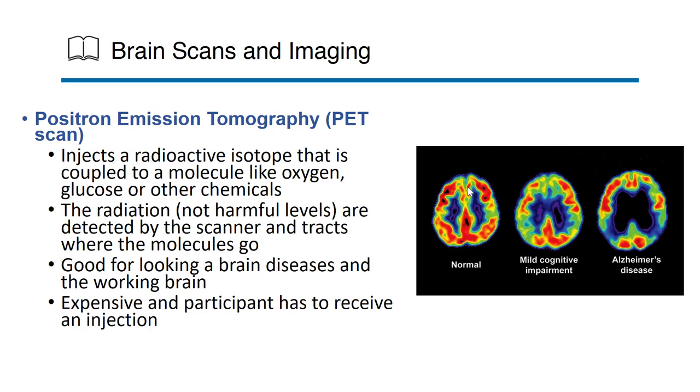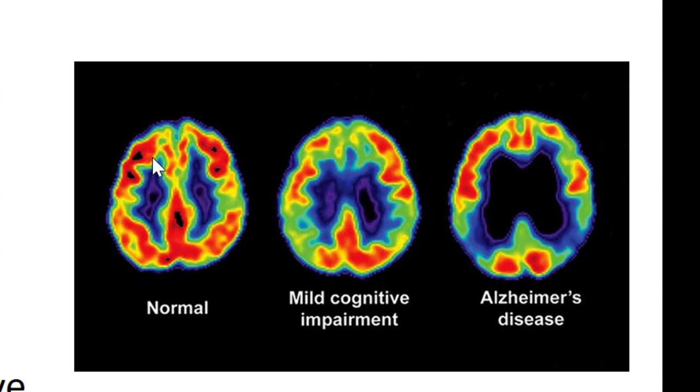And so you can look to where this isotope goes, and you can couple it. You can attach it to an oxygen molecule. You can attach it to a glucose molecule. You can attach it to a neurotransmitter and follow where it is being taken. Where is sugar going in the brain? So here is a PET scan of a brain. Normal, you can see the red activity is where a lot of sugars and oxygen is going, because there's a lot of activity in that area of the brain.